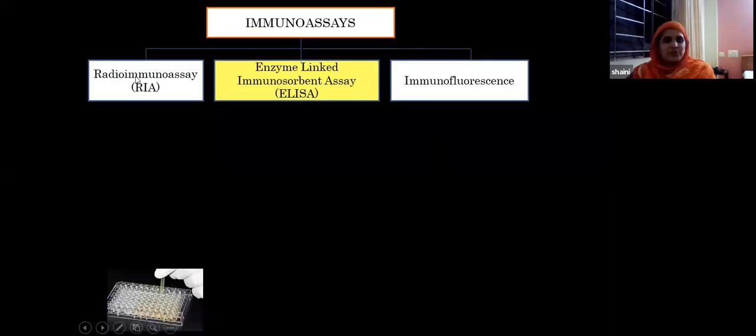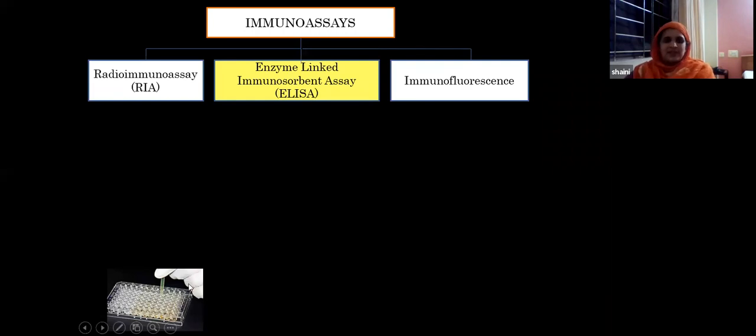Radioimmunoassay was first invented, but like the other radio probes, this also is not commonly used now because of the problems associated with radioisotopes. Enzyme-linked immunosorbent assay, or ELISA test, is an extremely popular test, and it has a wide variety of applications. And then you also have the immunofluorescence test, where a fluorescent label is attached. I'll just go through the ELISA test alone.